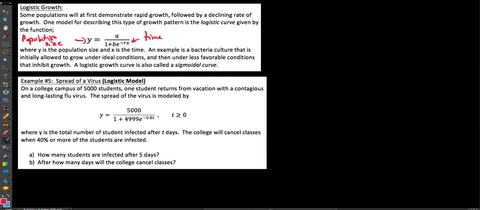Let's take an example of, say, a bacteria culture that is initially allowed to grow under ideal conditions, and then under less favorable conditions that inhibit growth. So a logistic growth curve is also sometimes referred to as a sigmoidal curve. And so what I want to do is make sure, at the very least, that we represent this graphically and take a look at what this would look like. So I'm going to say that this is our y-axis, but we're going to refer to this as some population of something. And then this is our x-axis, but we say x is really indicative of time.